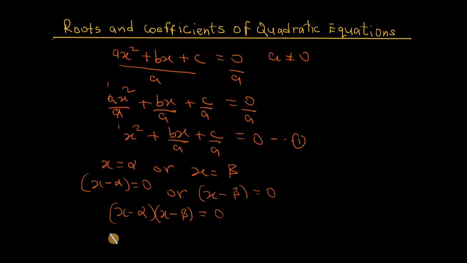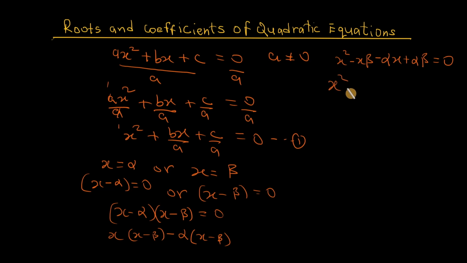Multiplying out, I'm going to have x times x minus beta, minus alpha times x minus beta, which is going to give me x squared, that's x times x is x squared, minus x beta minus alpha x, that's minus alpha times x, minus alpha x, minus times minus plus alpha beta equals 0. That means factorizing negative x in these two terms, I am going to have x squared minus x into alpha plus beta, plus alpha beta equals 0.